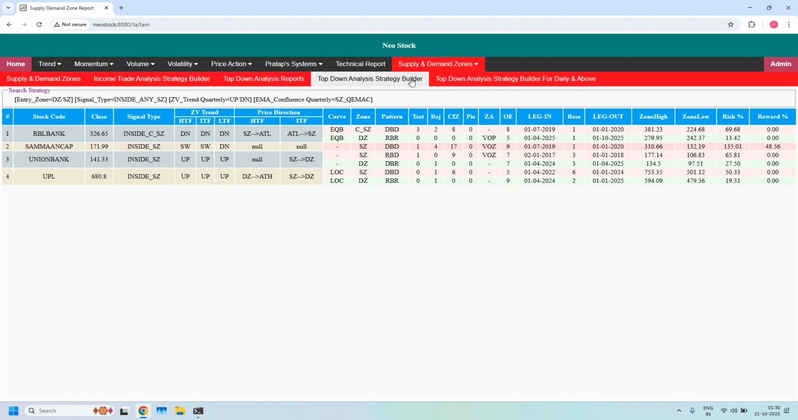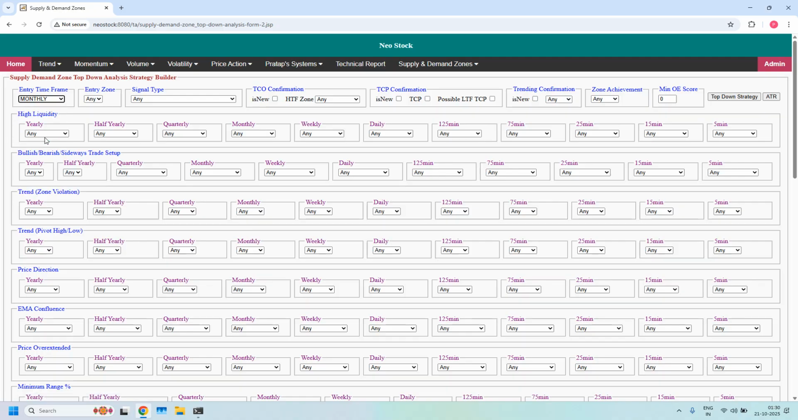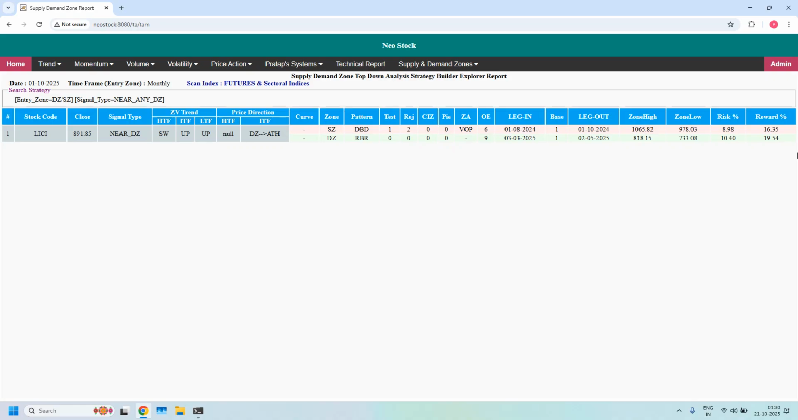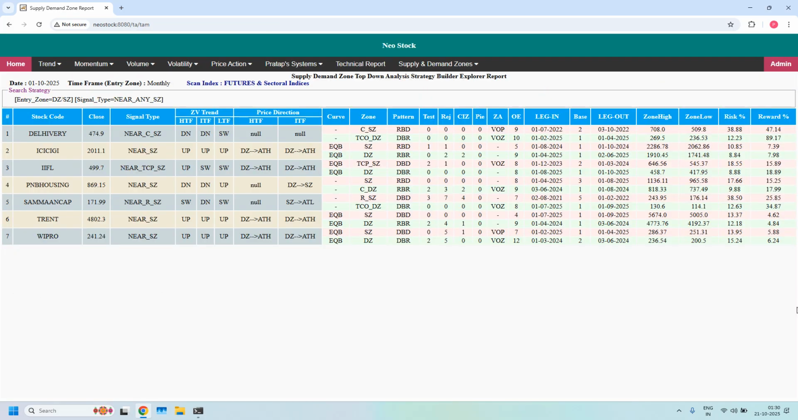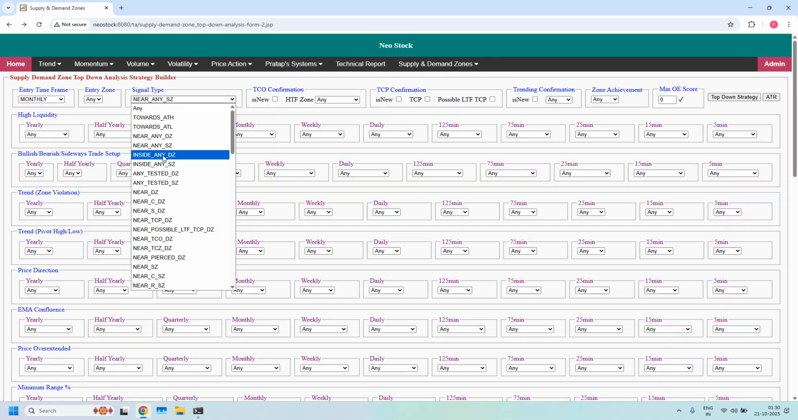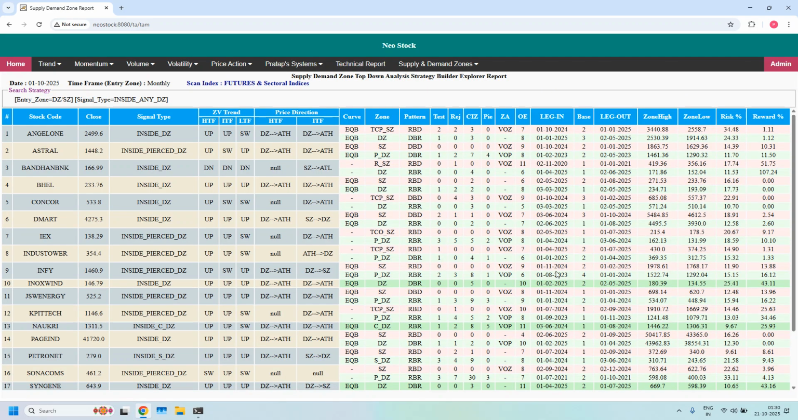Next time frame is monthly. Stocks near monthly demand zone. We got 1 stock. Next, stocks near monthly supply zone. We got 7 stocks. Next, price closed inside the monthly demand zone.